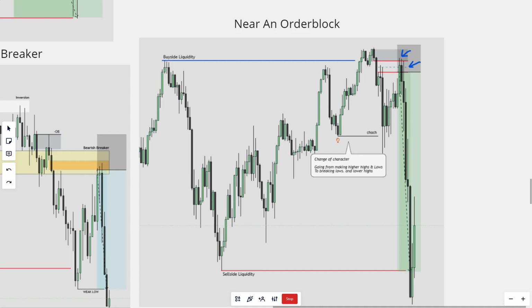Price comes back, taps into that order block with the wicks. You have to pay attention to the wick. The wick taps the order block but the bodies remain inside of the fair value gap, and then bang, really, really good trade.